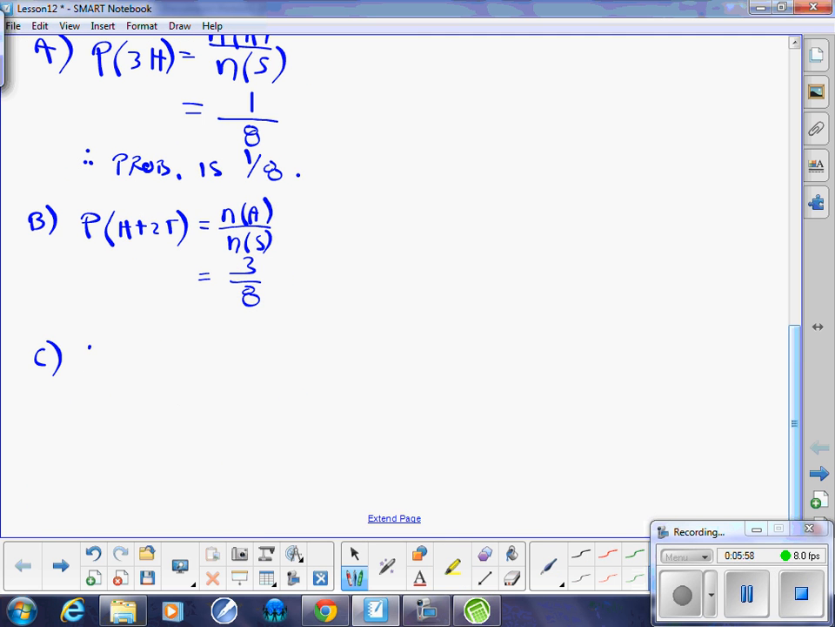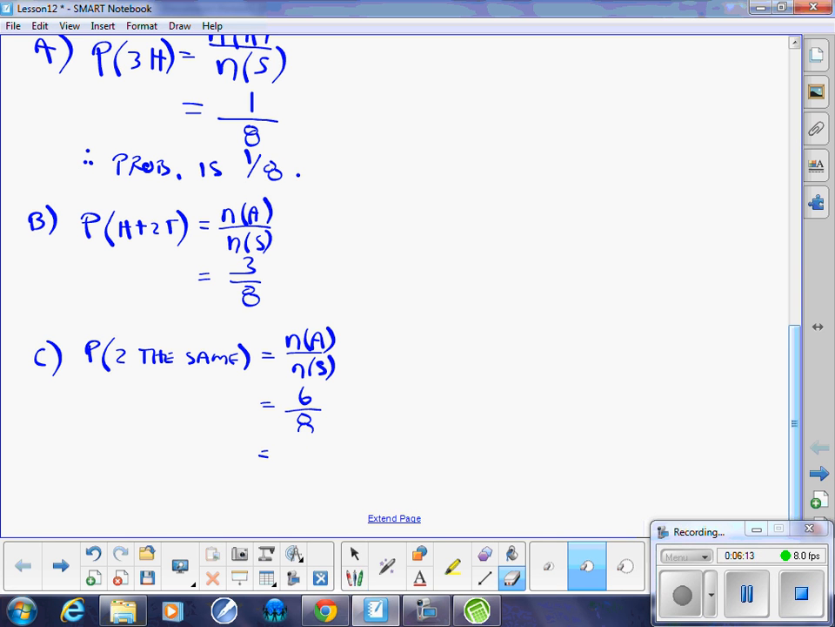So the probability of two the same, again, is n(A) over n(S). We know there are 8 outcomes, and now there are 6. So that reduces down to 3/4. So therefore, this one needed a therefore statement as well. Therefore, the probability is 3/4.